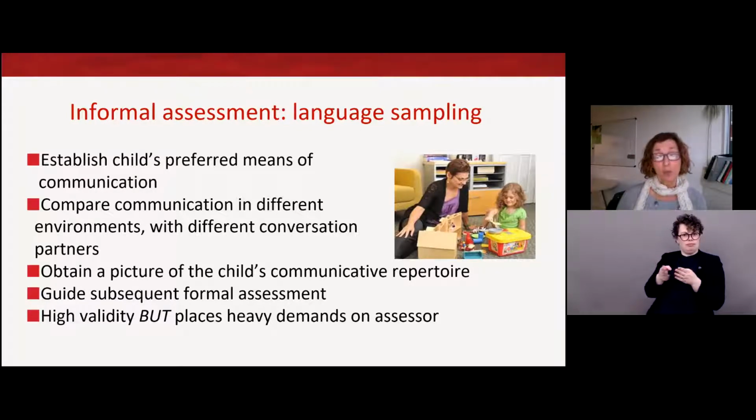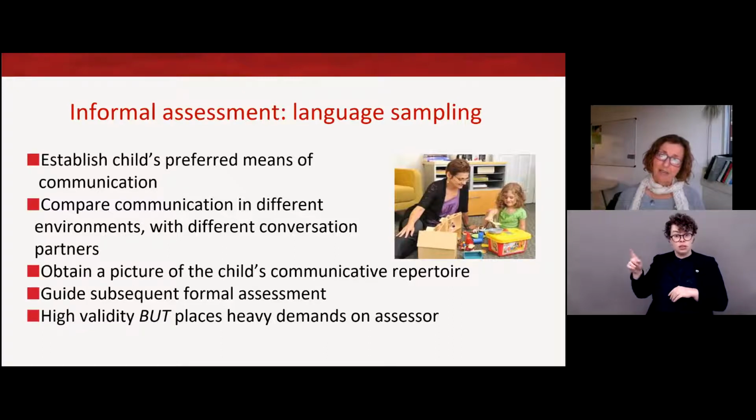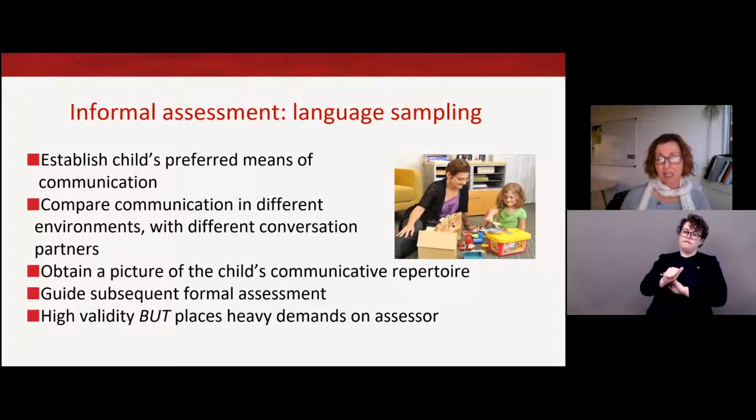And that can help you also then decide what you're going to do if you're going to use a formal assessment. You know, which assessment are you going to use? Because is there a particular area that's emerging as being in need of exploration? Or is there a particular language, sign or spoken language, that would be best assessed first? So informal assessment has very high validity. It really tells you something about what is real for that child in, say, a range of their settings. But informal assessment places very heavy demands on the assessor. So the skills of the assessor have to be really, really strong to get a lot out of an informal assessment.